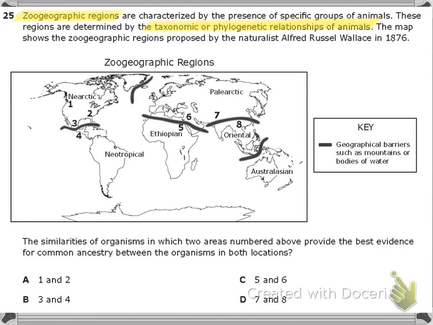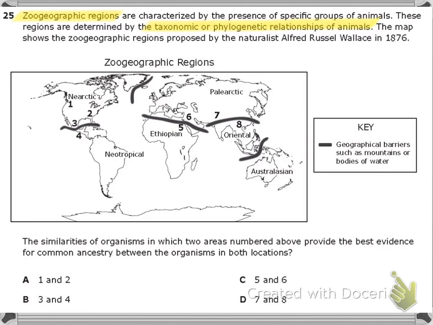So essentially the picture shows a lot of regions where different animals are. And as the key states, the lines are geographical barriers separating the sides, right? So it could be mountains, bodies of water, something that separates it. So if you lived, let's say, in Nevada and I lived in California, bam, there's a huge mountain that separates us. So yeah, we wouldn't be able to make contact with each other.